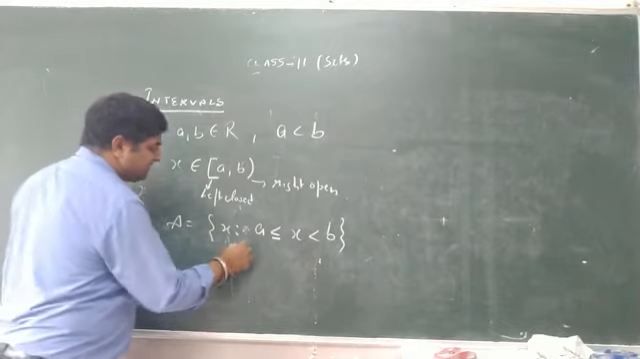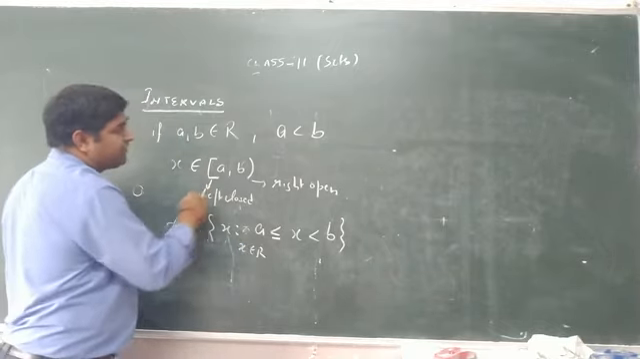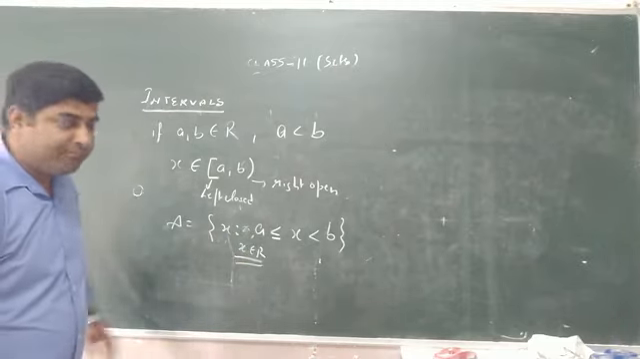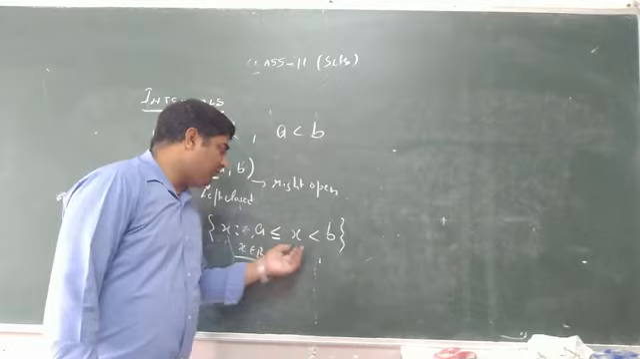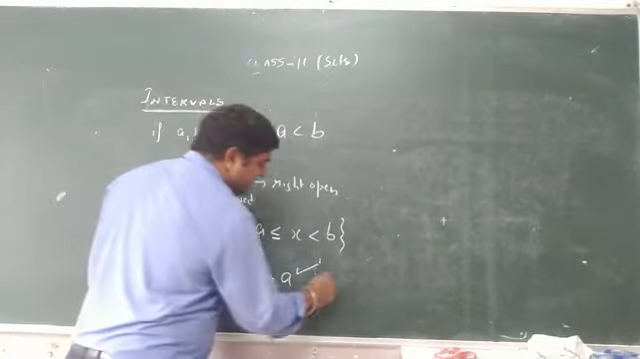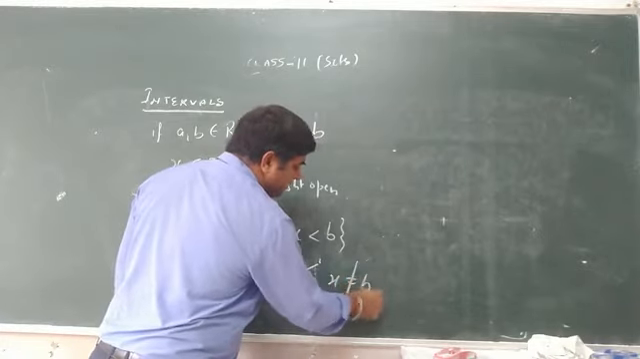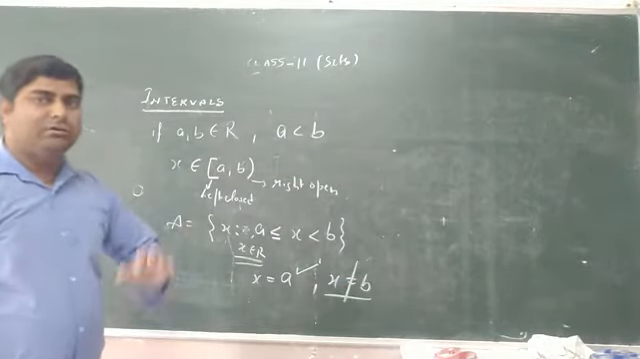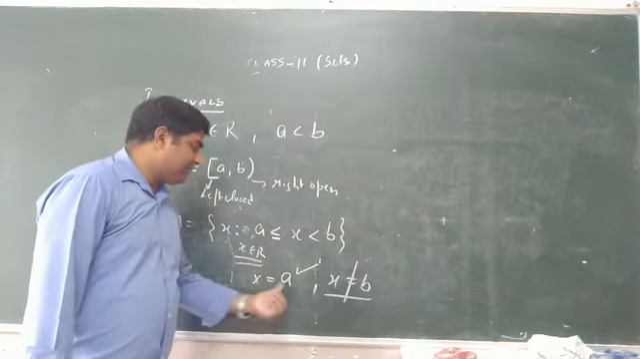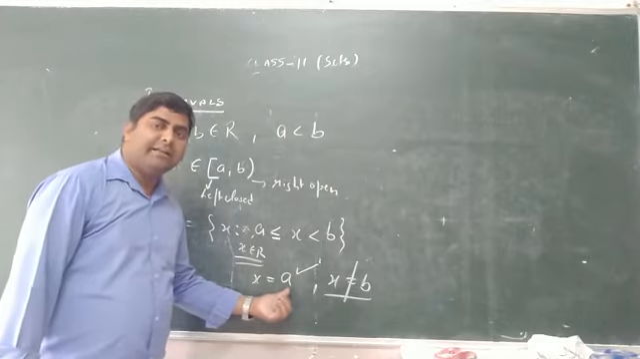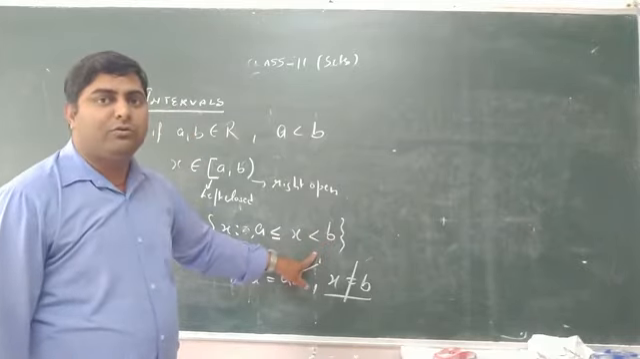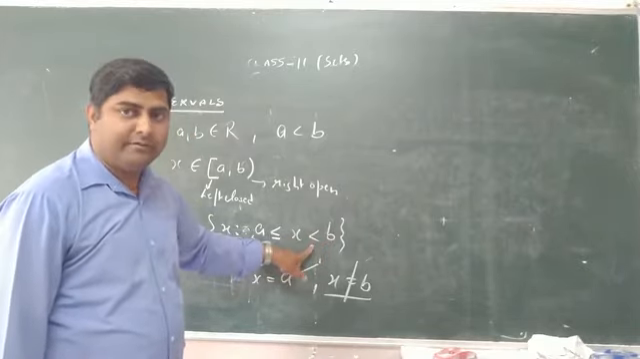So we say A = {X such that A ≤ X < B}, and of course X belongs to real numbers. If A, B belong to real numbers, then X also belongs to real numbers. Now keep in mind here the value X equal to A can be taken, but X cannot be equal to B. So in a left closed interval, the value is equal to or greater than A, but the value is always less than B. Here we do not use equal.